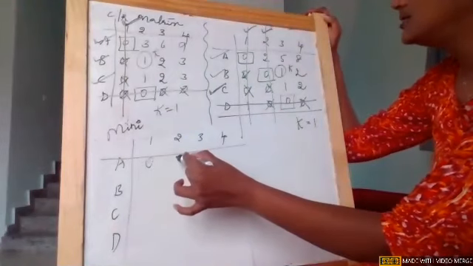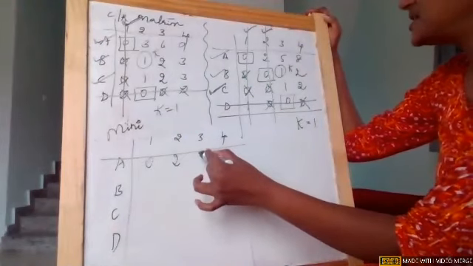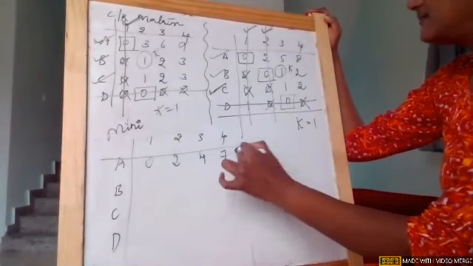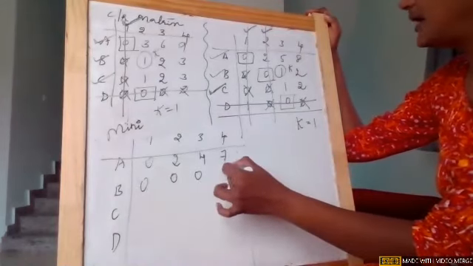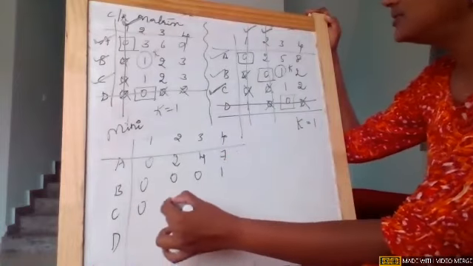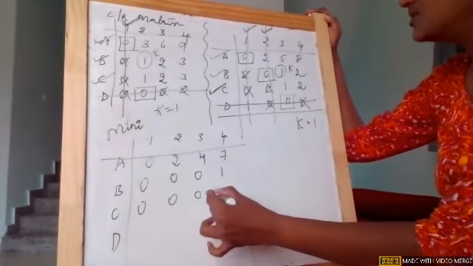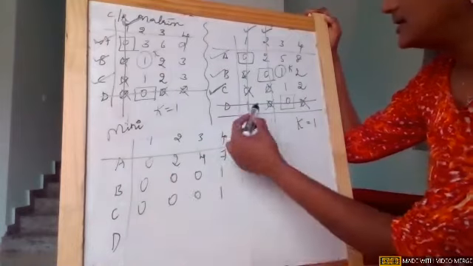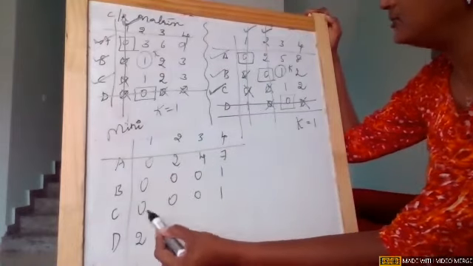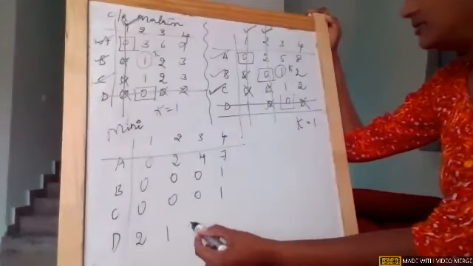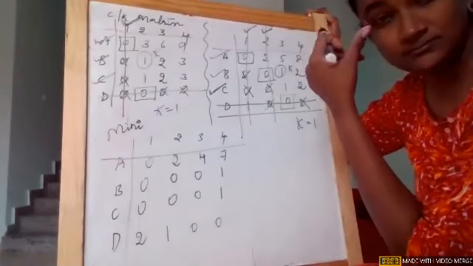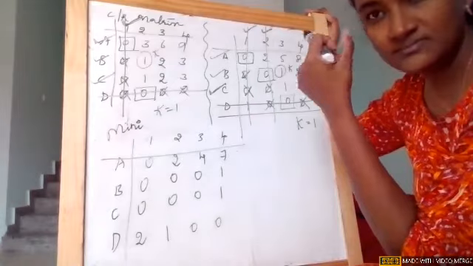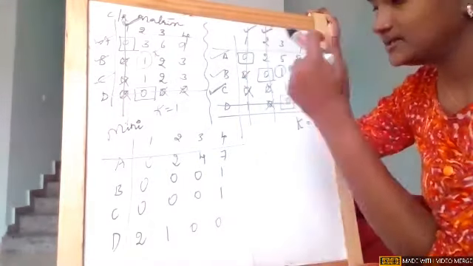So 0, 2, and subtraction 4 and 7. 0, 0, subtraction 0 and 1. 0, 0, subtract 0 and 1. And here two lines are there, add value. Two lines are there, add value. 0 and 0. Any doubt? Did someone ask me something?